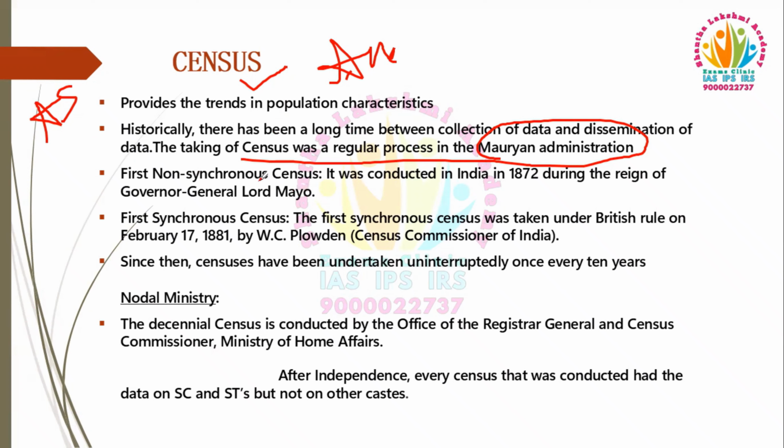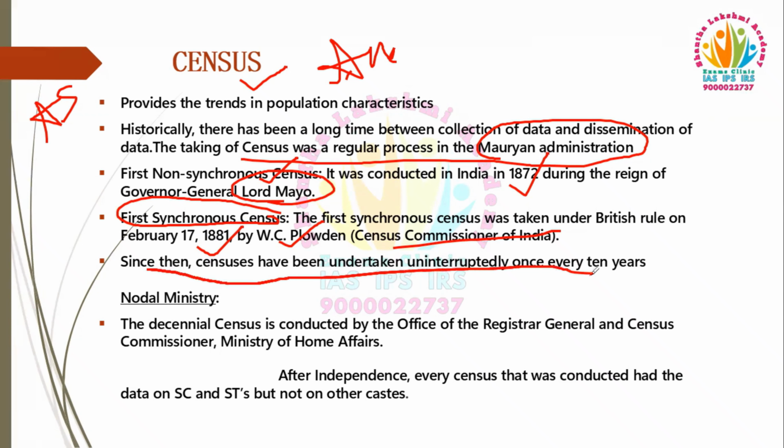During the British period, the first non-synchronous census was conducted in the year 1872 during the rule of Governor-General Lord Mayo. Whereas the first synchronous census, which was conducted systematically, was in the year 1881. It was conducted by W.C. Plowden, then Census Commissioner of India. Since then, the census has been undertaken every 10 years.